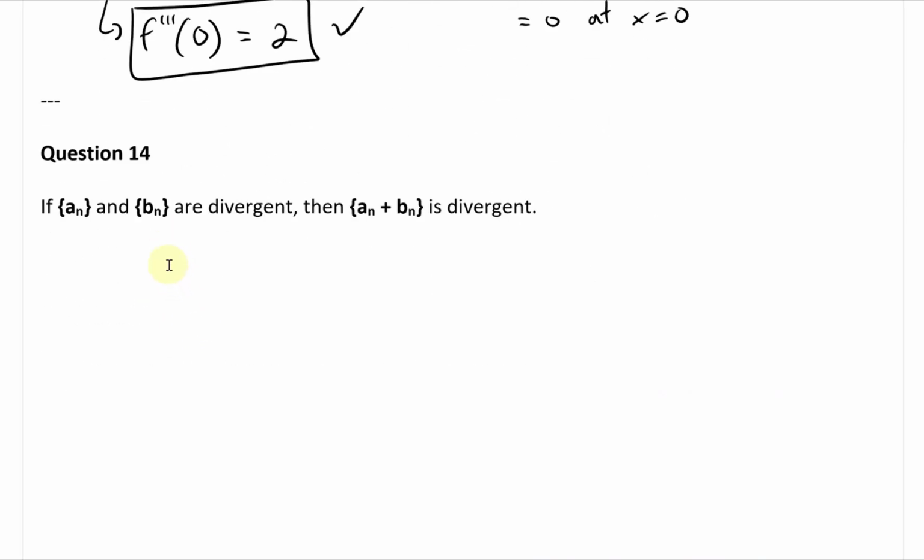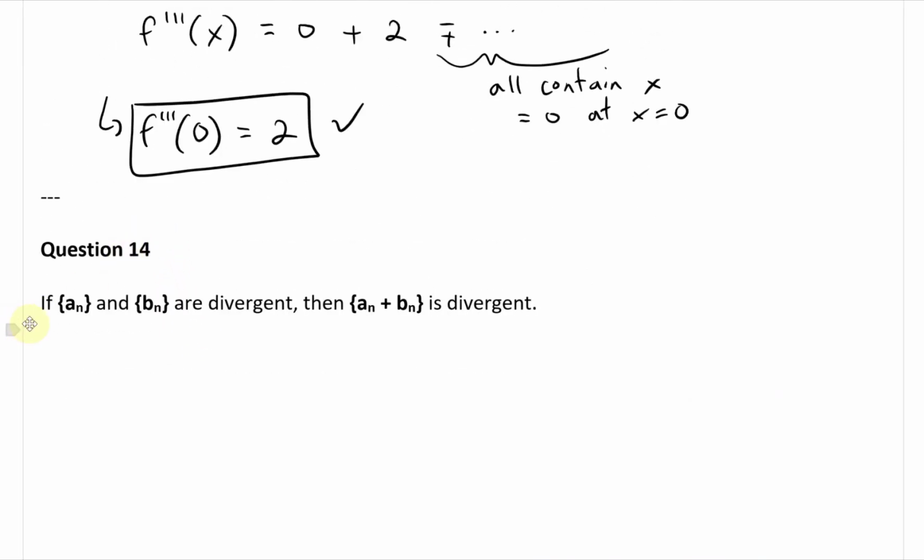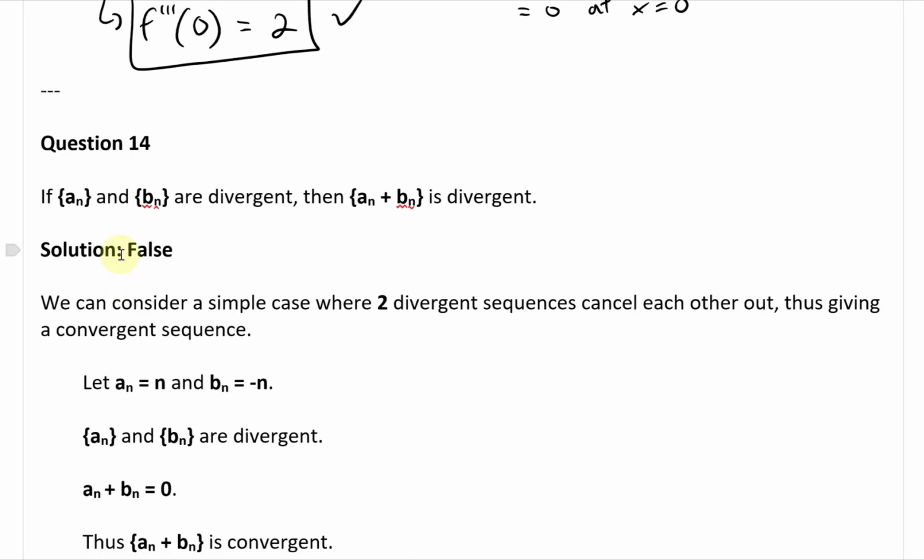Alright, now let's take a look at the next question. That's question 14. And this is stating if the sequences an and bn are divergent, then the sequence an plus bn is divergent, and this one is in fact false. And yeah, let's go over the solution. So this is in fact false.